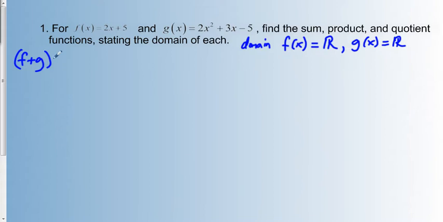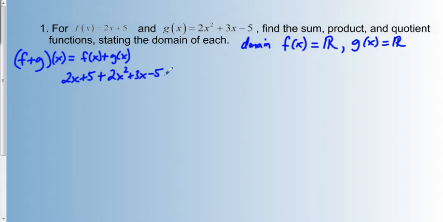f plus g of x equals f of x plus g of x. So we take our 2x plus 5, and we add. f of x is 2x plus 5, g of x is 2x squared plus 3x minus 5. We combine our terms. 2x can go with the 3x, and it looks like the plus 5 and the minus 5 cancel. We'll put that in order as well. 2x squared is first, plus 5x.